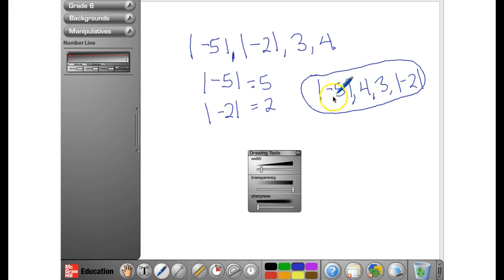Now, I know some kids, they see these negative signs and it makes them panic. They think the negative sign means that this is much farther to the left of 0 than 4 or 3. But because of these absolute value brackets, I don't even see the negative sign. I see this as worth 5. And I see this as being worth 2. Let's go ahead and put up another one.